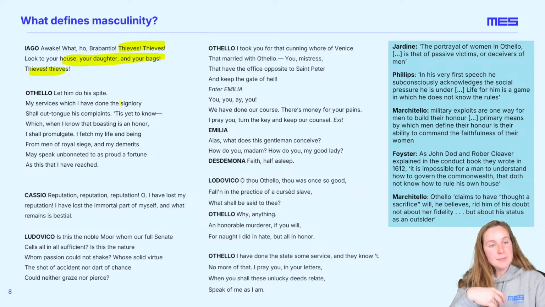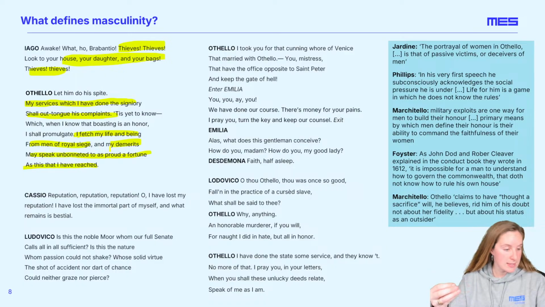Othello also says, let him do his spite, my services, which I've done the signiory, shall out-tongue his complaints. Yet 'tis to know that when I know boasting is an honour, I shall promulgate. I fetch my life, my being from men of royal siege. My demerits may speak unbonneted to as proud a fortune as this I have reached. So this idea of Othello not worrying about Brabantio because his reputation precedes him. His status in society precedes him.